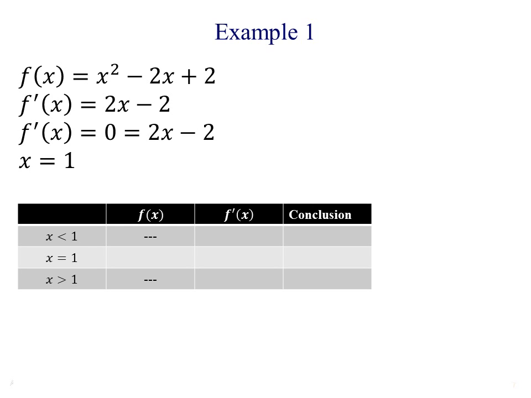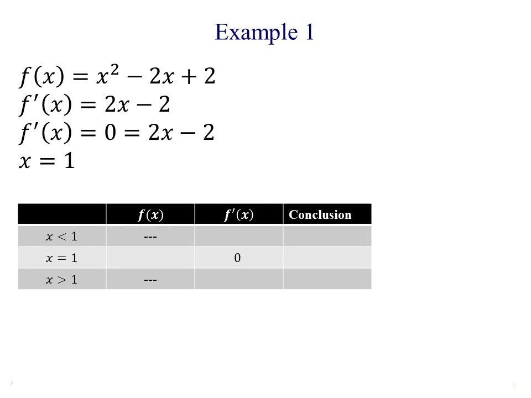This table will help us in our analysis of this function. First column is the intervals. The second column contains the function. Note that for x less than 1 and x greater than 1, I have a dashed line going through it, meaning that we're not going to do anything with those boxes. We are interested in what the derivative is doing at those 3 intervals, and we have a column for our conclusions.